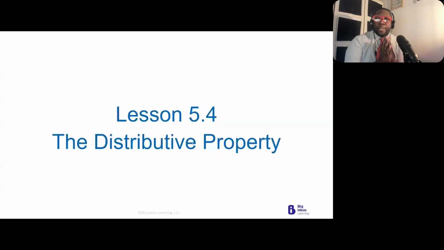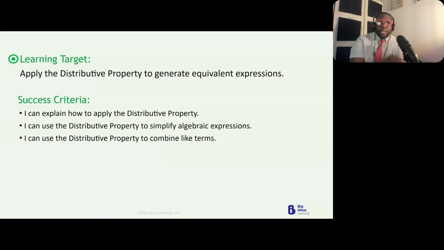Hey there, kiddos. In this lesson 5.5, we're going to go over the distributive property, a property that we've talked about a little bit before, but now we're going to look at it explicitly when it comes to expressions. So, distributive property. Our objective is that we want to be able to apply the distributive property so that we can generate equivalent expressions, meaning that whatever we started off with is going to be equal to whatever we end up with.